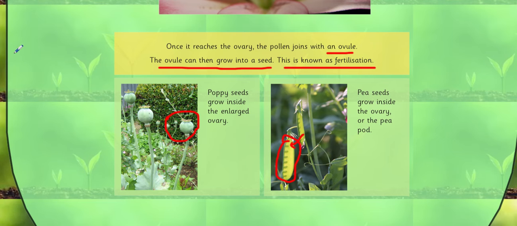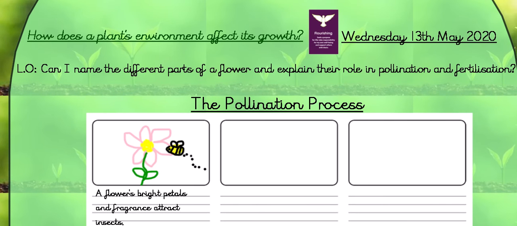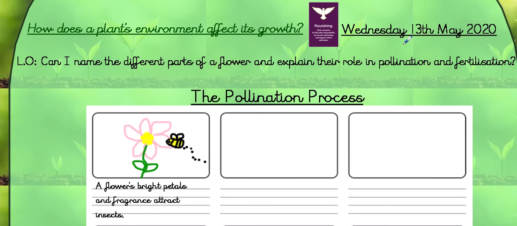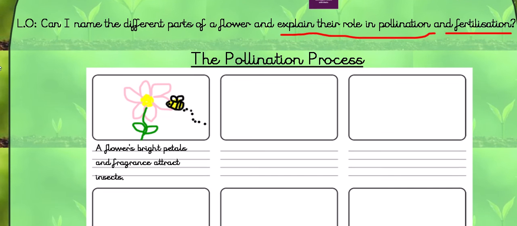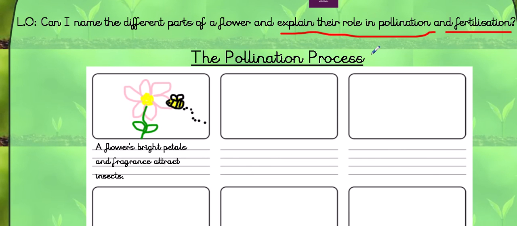All right, hopefully that's nice and clear for you all, because I'm going to ask you now to have a go at this. So, if you've not written today's date, write today's date down for me, please, and our can I statement. Can I name the different parts of a flower and explain their role in pollination and fertilisation? Okay, that's what we're doing today, this part here. Then you're going to write the title, the pollination process.